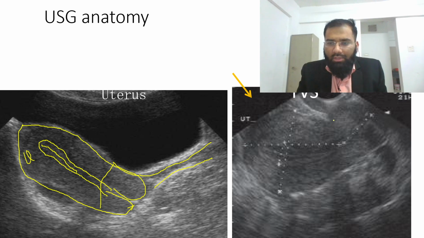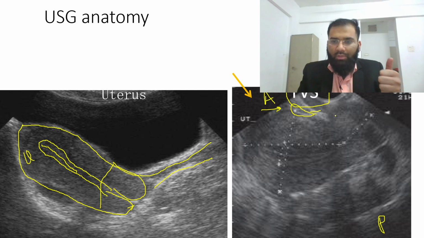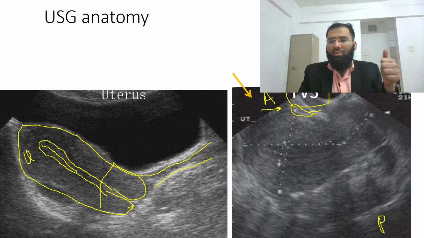Now you see the longitudinal section over here on the TVS scan. Point to be noted: this is anterior, and this is posterior. Now look at the bladder. It should have been here. The bladder is empty, because in a transvaginal scan we ask the patient to void the bladder.